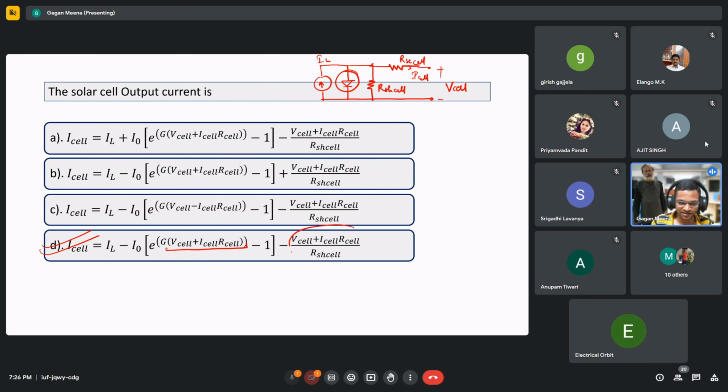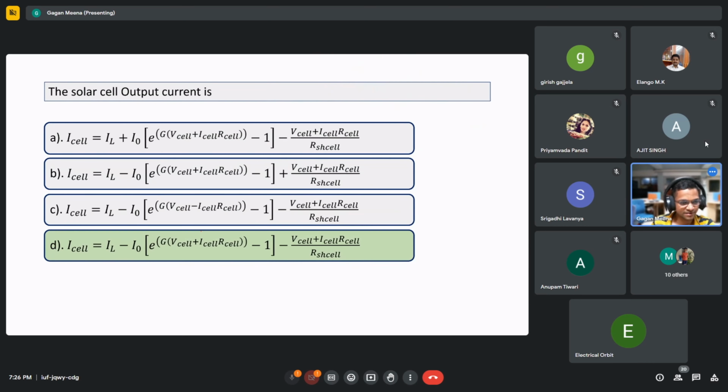And then again there is a drop across this, because this voltage is V cell plus I into R divided by RSH. This IL is going into this ID and I RSH. So I cell is equal to IL minus ID minus this current, let us say I RSH. This is the diode current ID. So answer D is correct.